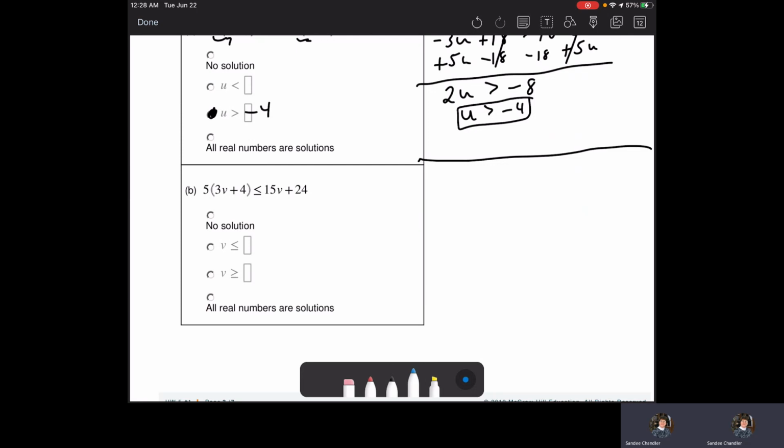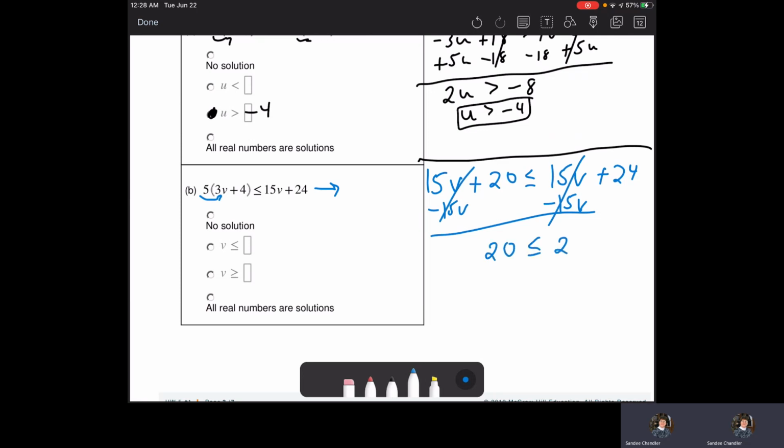All right, different problem, so I'll go ahead and change the colors. Distribute the 5. All right, so it's going to be 15v plus 20 is less than or equal to 15v plus 24. I like to move my variables left, like I said, but when I do, you might notice what happens. Those go away. 20 less than or equal to 24. That's a true statement. So therefore, it is all real numbers.